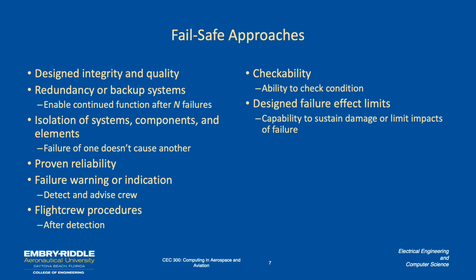You should have design failure effects limits. This is like the crumple zone on your car. It's designed to sustain damage and limit the impact of failure. And then you should be able to control the failure path so that when things go wrong, if it does have consequences on other systems, you can direct that and control that.